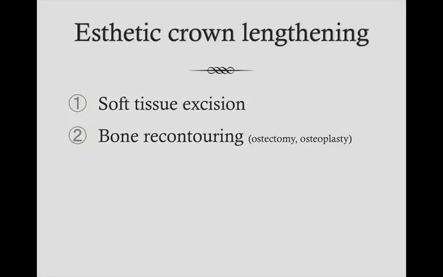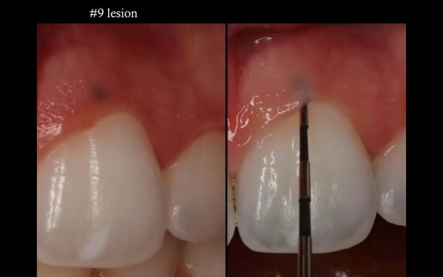So the actual procedure of aesthetic crown lengthening is based on two steps. The first step is the soft tissue excision. We're removing the redundant tissue. And the second step, after you reflected the full thickness flap, is bone recontouring. You're addressing the bone underneath by doing two things. One is ostectomy, which is removing supporting bone, and doing some osteoplasty, removing non-supporting bone, changing the shape of bone. And both are very, very important.